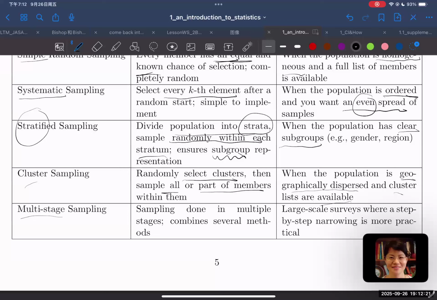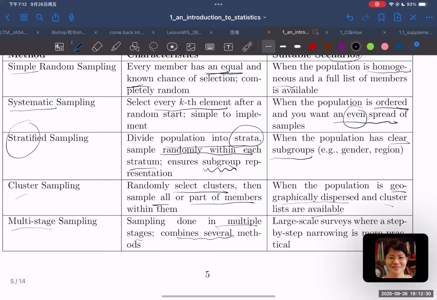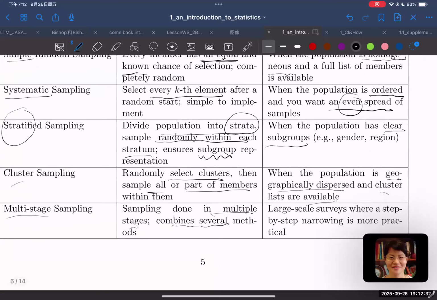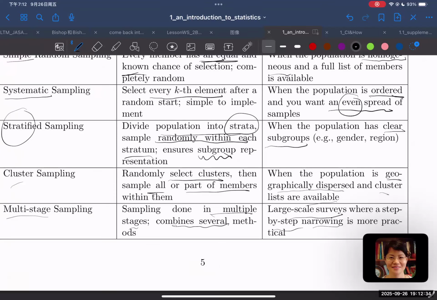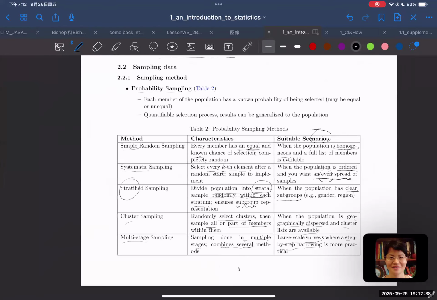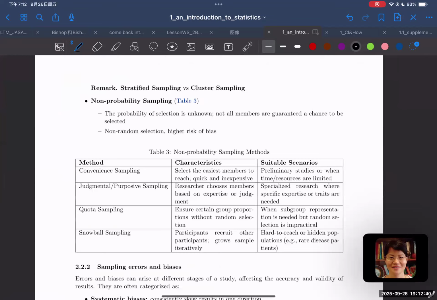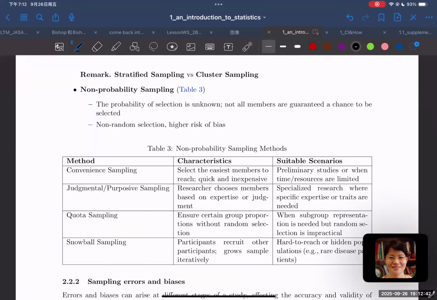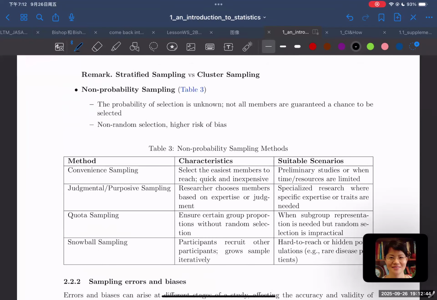Next one, multi-stage sampling. For multi-stage sampling, sampling is done in multiple stages, and you combine several methods. So this one is suitable for what? For large-scale surveys where step-by-step laddering is more practical. Yeah, so this is about sampling. For sampling, we still want to mention more. One thing is that there are some slight differences between stratified sampling and cluster sampling. You can refer to the table.